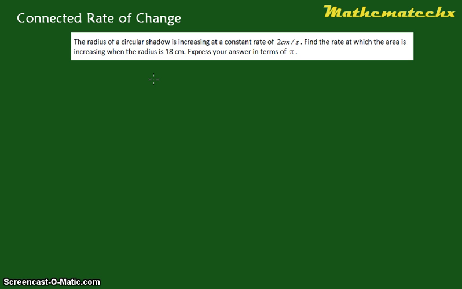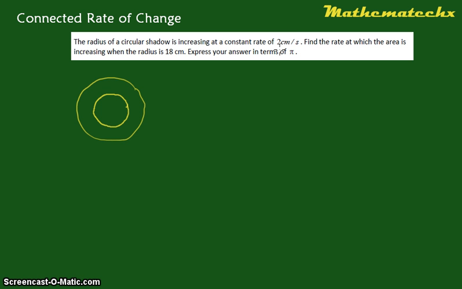For example, in this problem it says the radius of a circular shadow is increasing. So there is a circular shadow, and with respect to time, this is increasing. Maybe an object is in the sky and is falling down, and on the ground you will see that the shadow is increasing as the object approaches the ground. So the shadow is increasing at a constant rate of 2 centimeters per second.